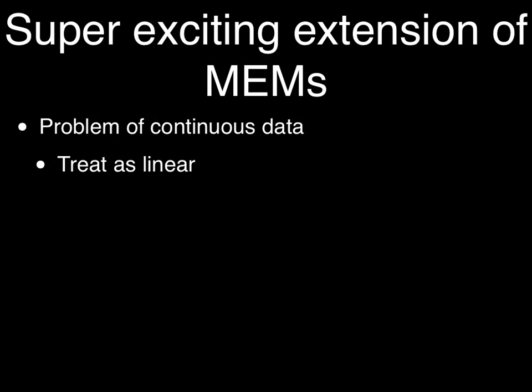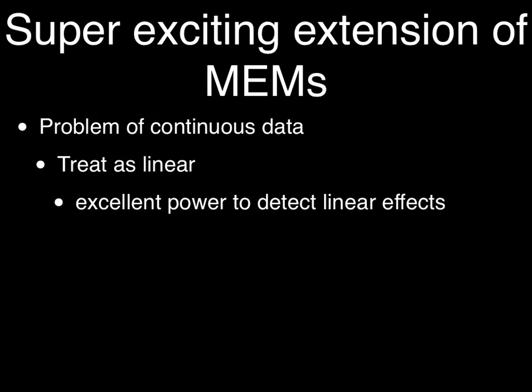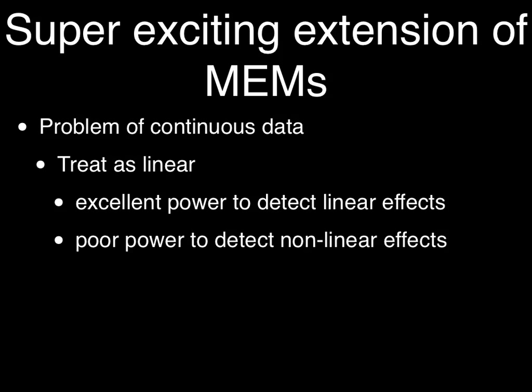Well, I've got 2 options. I can treat the effect of age as linear, in which case I would have excellent power to detect linear effects. If the effect of age truly is linear, I would have good power to detect that. However, I'd have really bad power to detect nonlinear effects. Say there's sort of an initial bump in age and then it asymptotes, the effect of age on reaction time. So I'd have poor power to detect nonlinear effects.